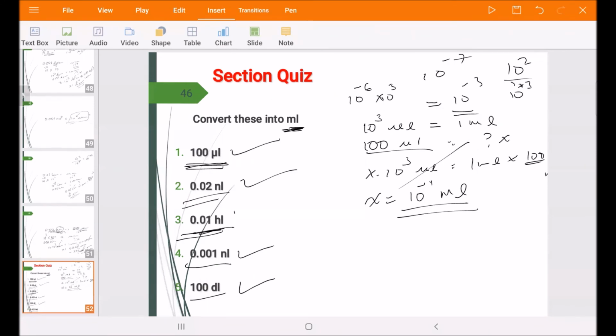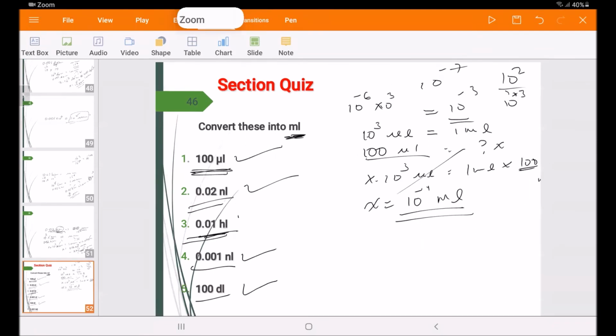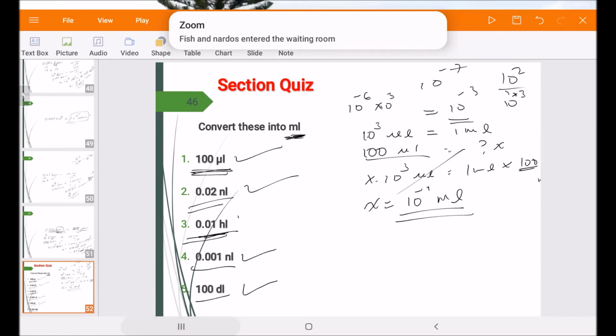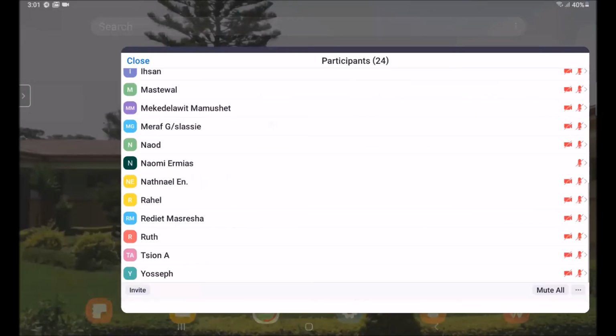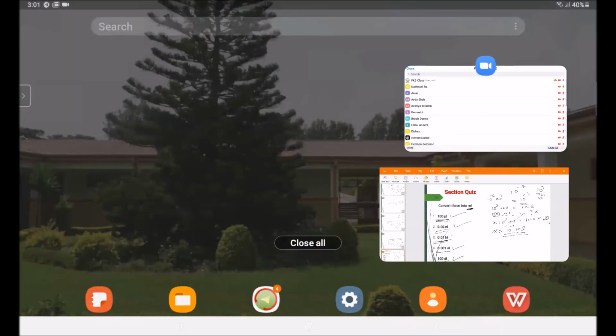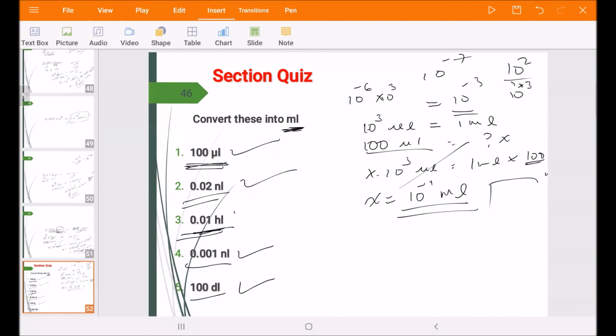Question number 2. If you have any question, feel free to ask. Two times 10 to the power of minus 8 milliliter.